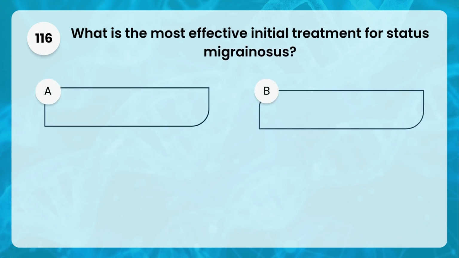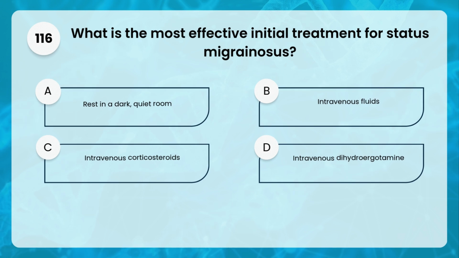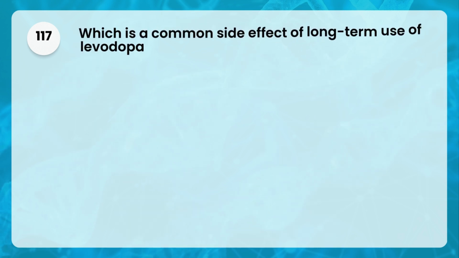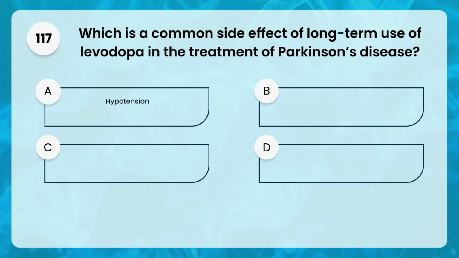Number 116. What is the most effective initial treatment for status migrainosus? A. Rest in a dark, quiet room. B. Intravenous fluids. C. Intravenous corticosteroids. D. Intravenous dihydroergotamine. The answer is D. Intravenous dihydroergotamine.